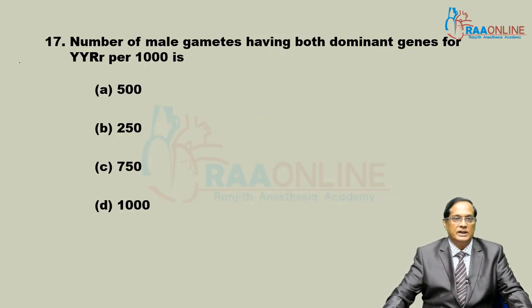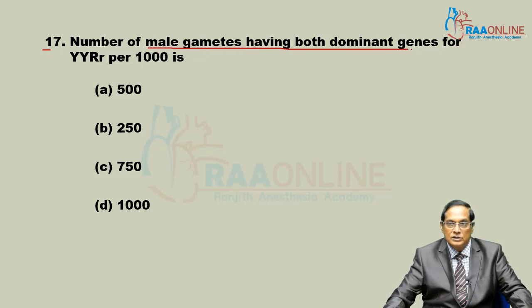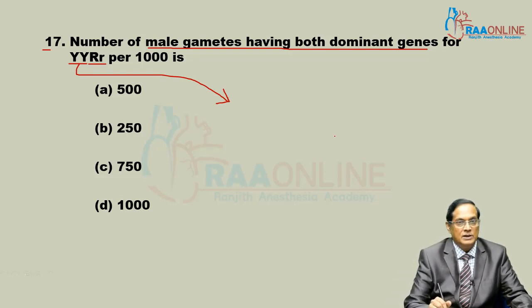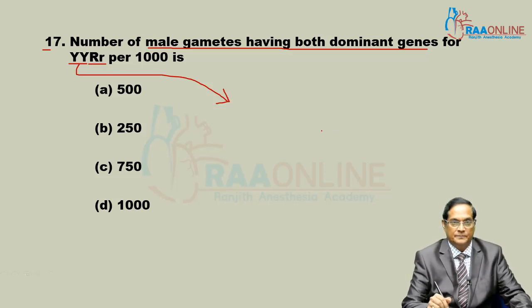Question 17. Number of male gametes having both dominant genes, YY and Y. First of all, this genotype is given, and how many types of gamete will it produce?